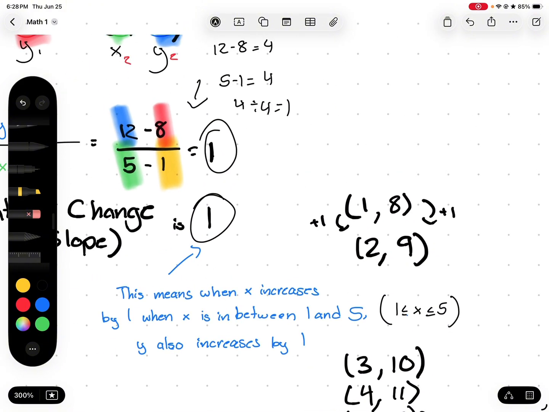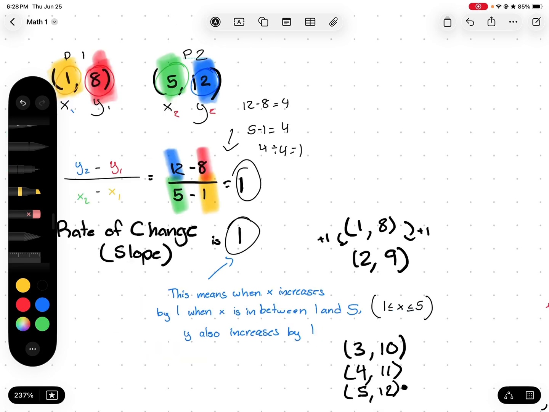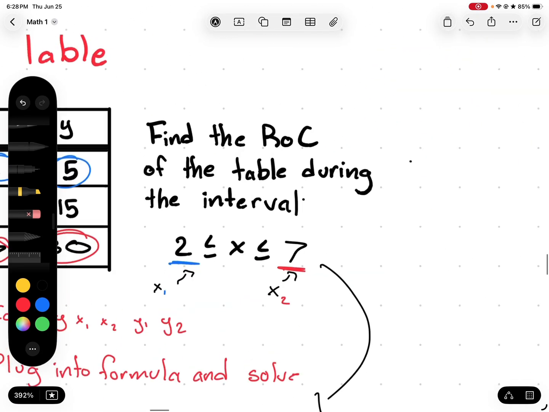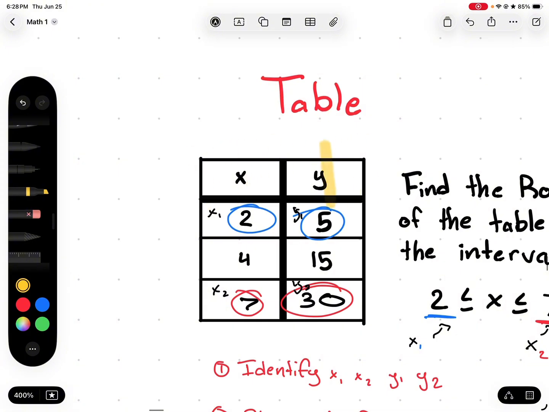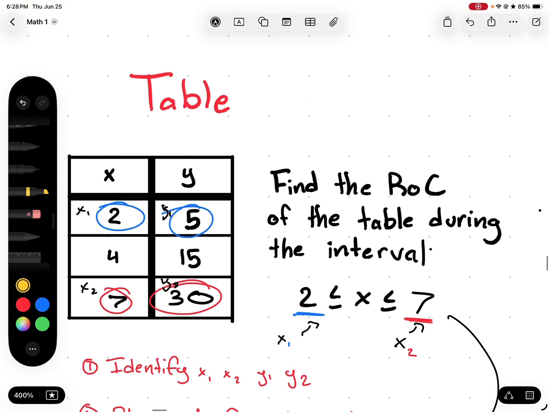It's saying that whenever you increase x by 1, the y value will increase by the slope. Now let's go on to how we find it in a table. So this is what a table looks like. We have our x's on one side, and then we have our y's on the other side. Find the rate of change of the table during the interval 2 and 7. So essentially what this is saying is that we're solving so that we can find how much y increases whenever x is in between the numbers 2 and 7.